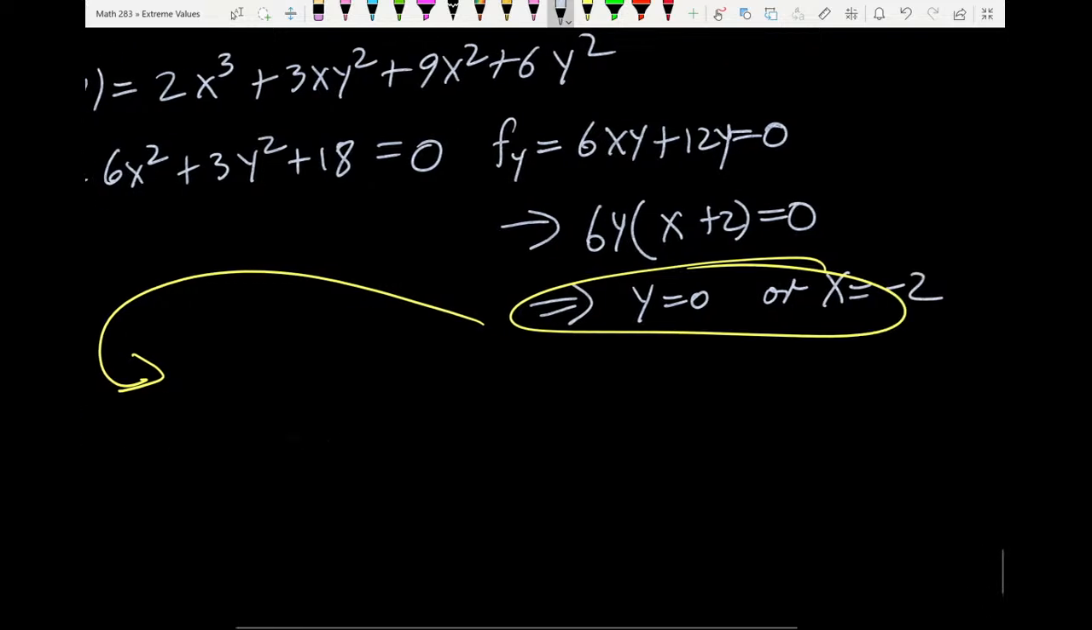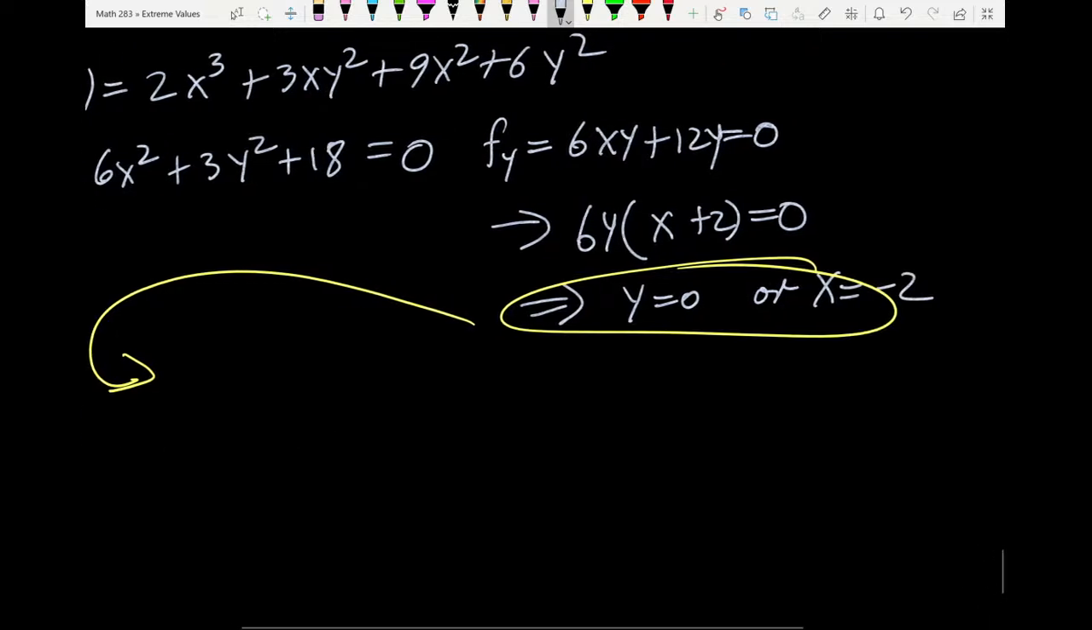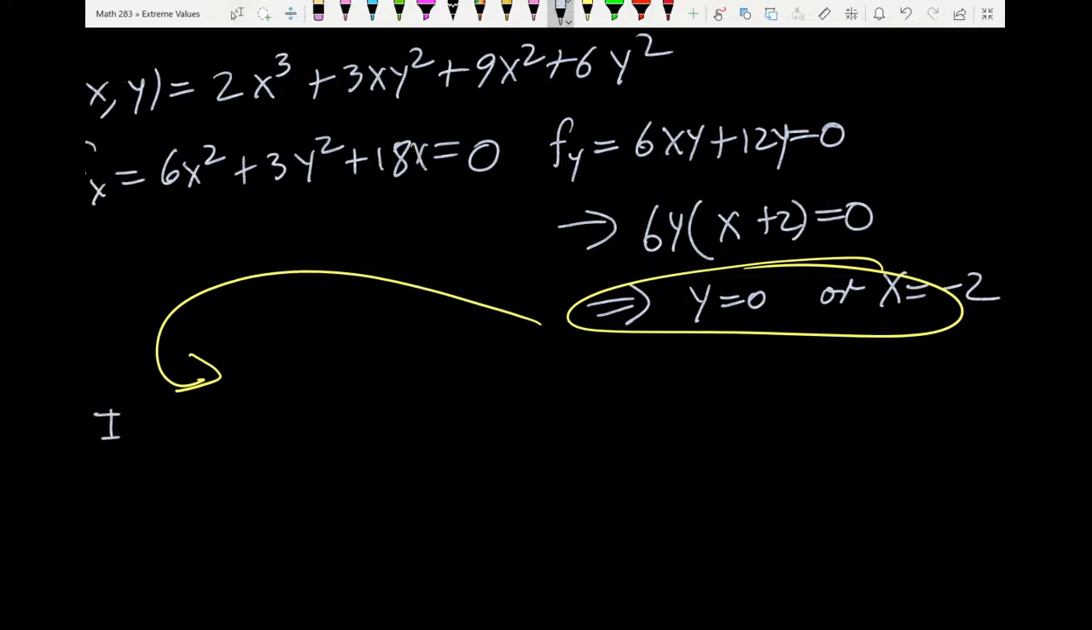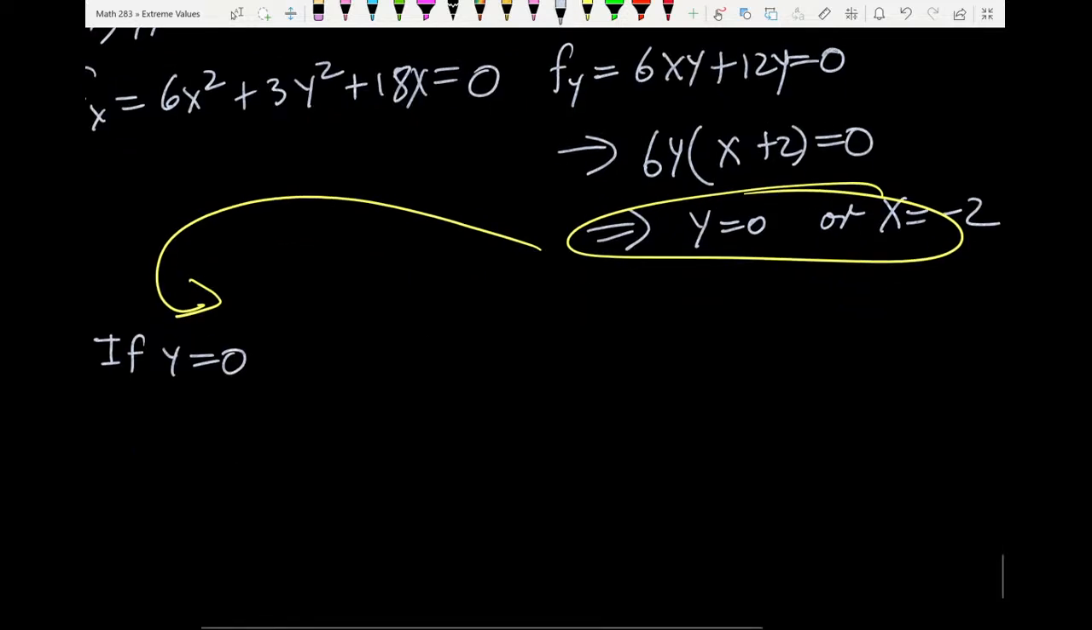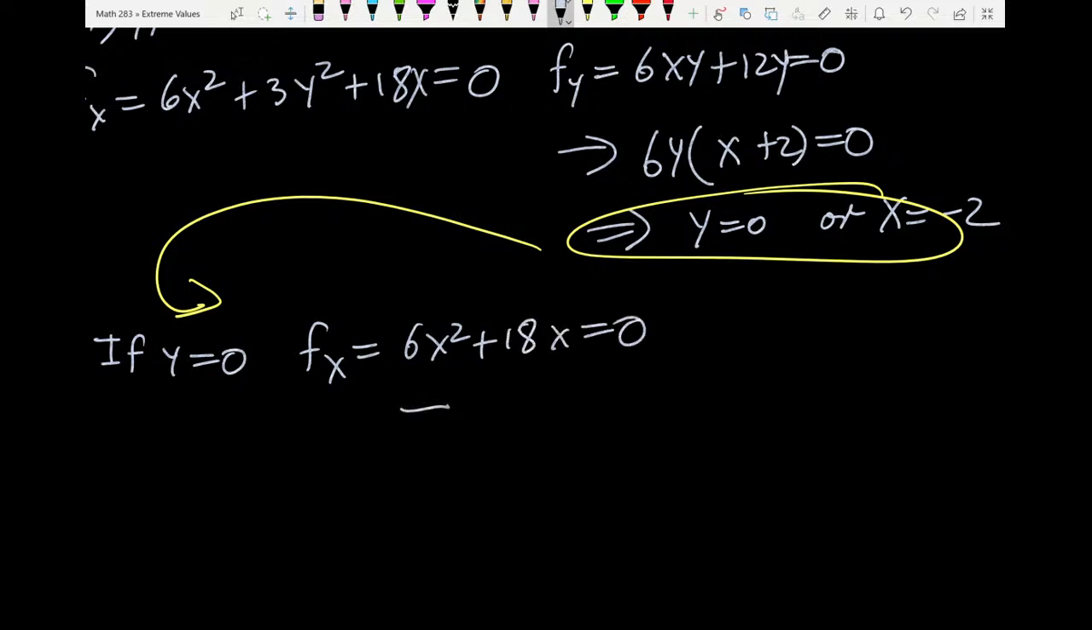You said 18x, but you forgot to write down the x. What am I doing? 6x squared plus 3y squared plus 18x. Oh, yeah, sorry. Okay. So if y equals 0, then f sub x equal what? 6x squared plus 18x equals 0. And from that, you get what? X equal what? 0 or negative 3. So we got our one combo number, 0, 0. And the other one is what? Negative 3, 0.